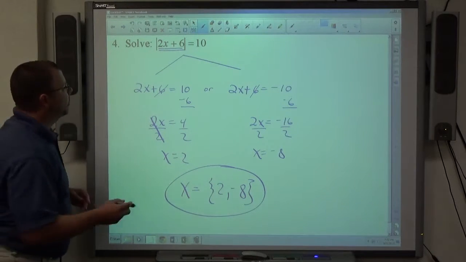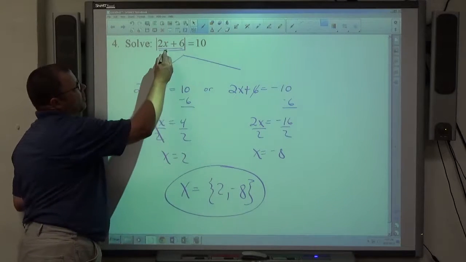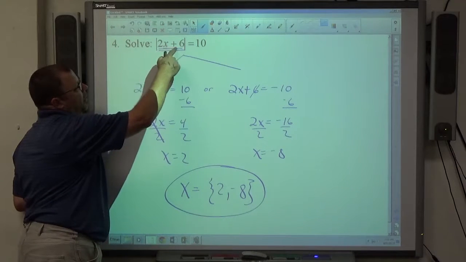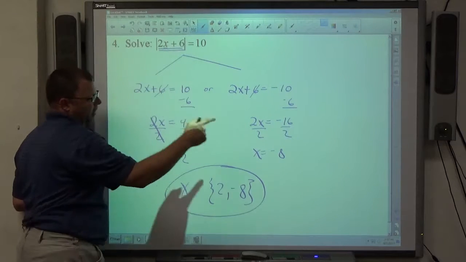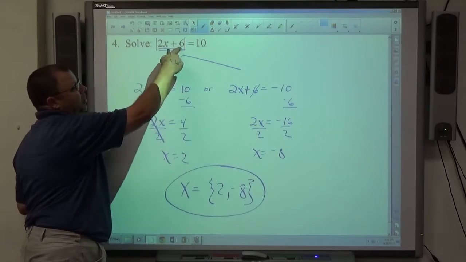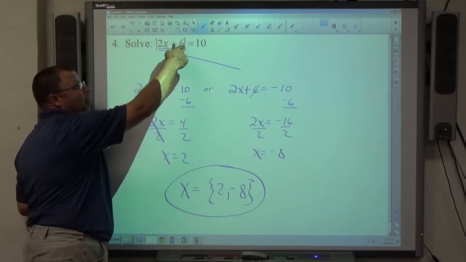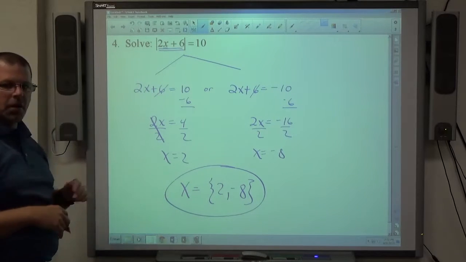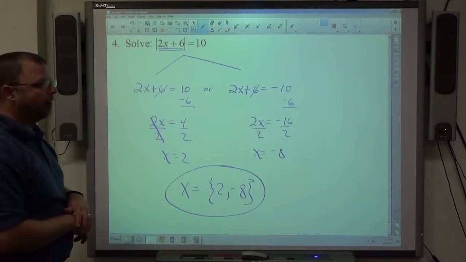If you did want to check these just real quick to be sure, I put x equals 2 and I'm going to have 4 plus 6 is 10, make it positive, it's 10. I put -8 and I get -16 plus 6 is -10. Absolute value bars make it positive, so it changes to positive 10. Both answers work, both answers are valid.